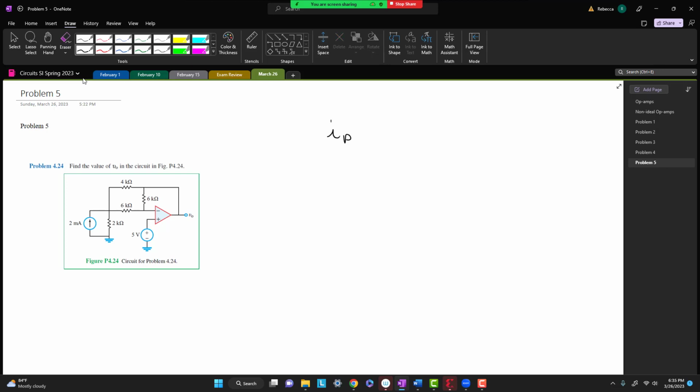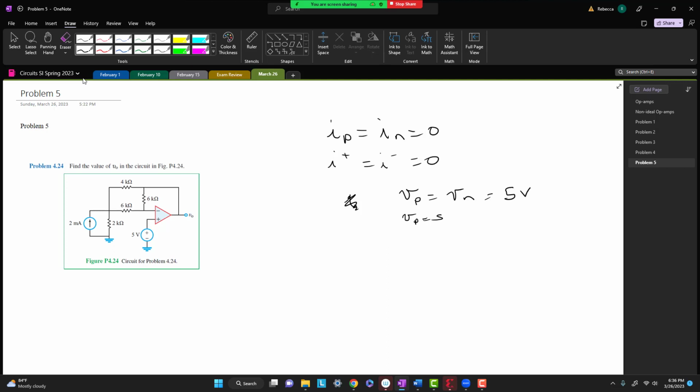Very important. IP equals IN equals 0, same as saying I plus equals I minus equals 0, and VP equals VN. Now, VP is clearly 5. So VP is 5, which means VN is also 5 volts. So we have that.